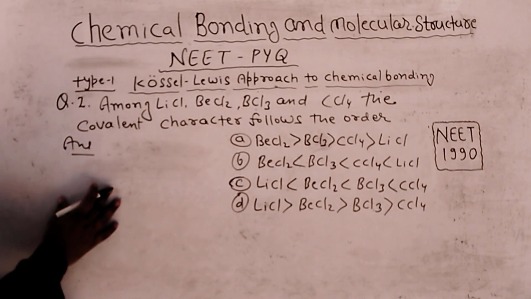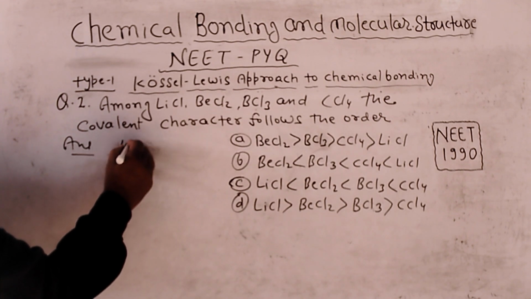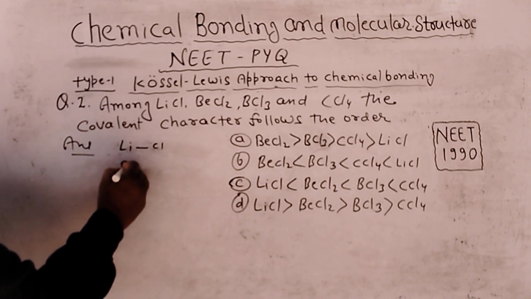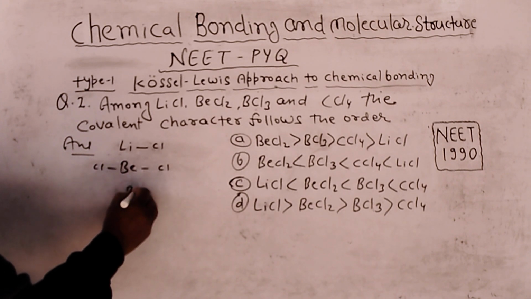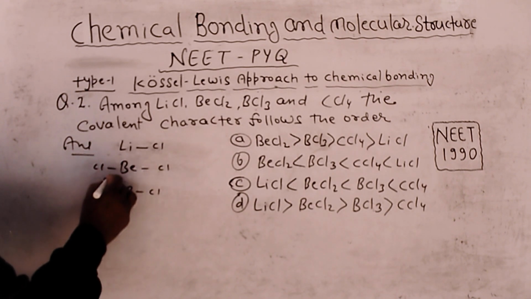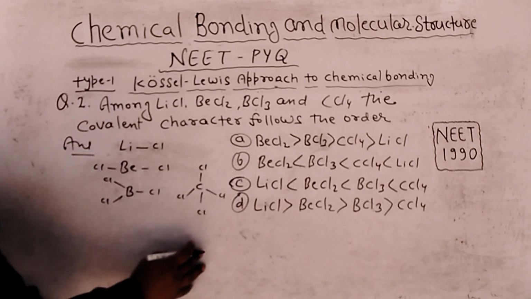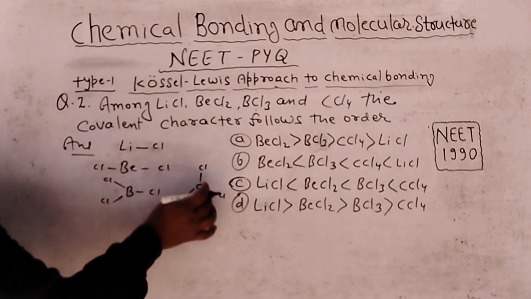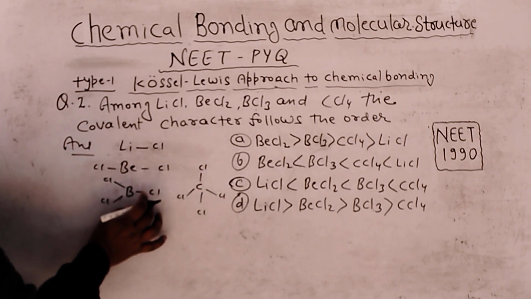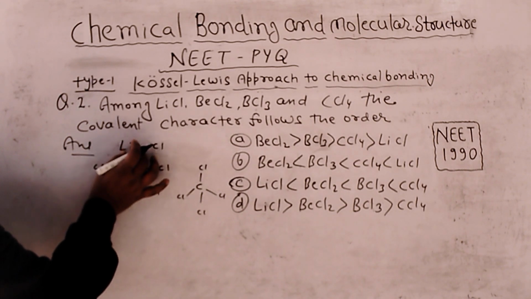According to the given data, initially we will discuss the structures of LiCl, BeCl2, BCl3 and CCl4. The number of covalent bonds is maximum, that is 4 in CCl4, 3 in BCl3, 2 in BeCl2 and 1 in LiCl.